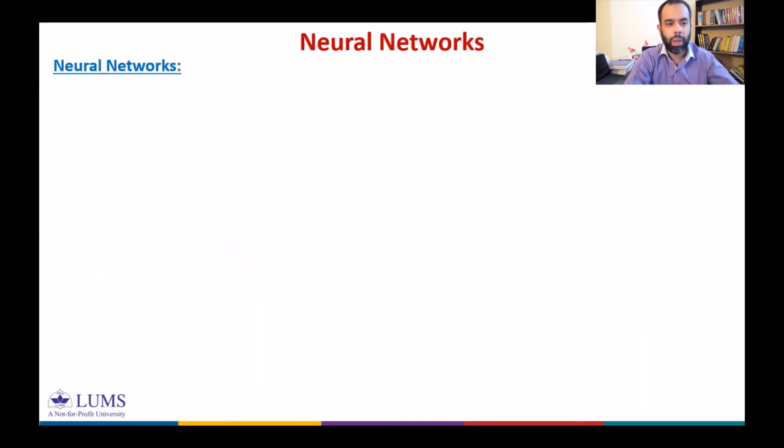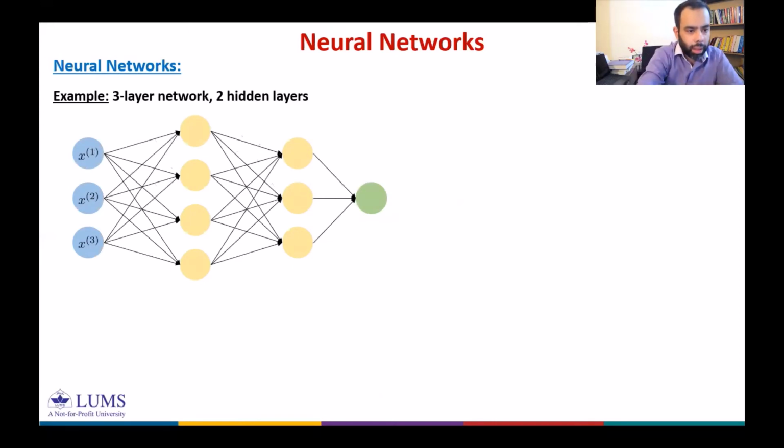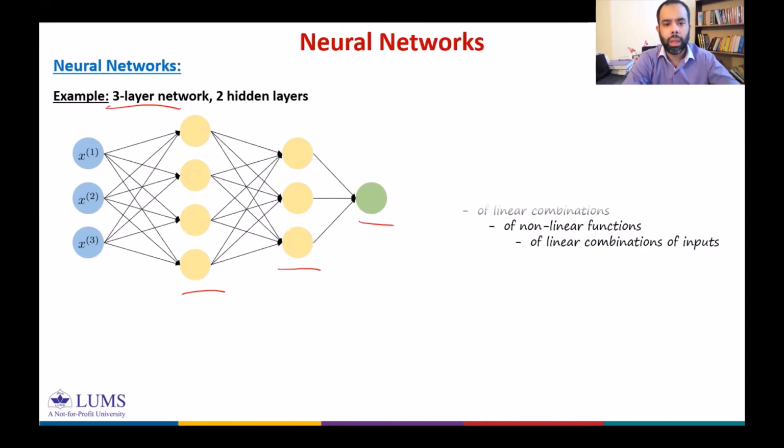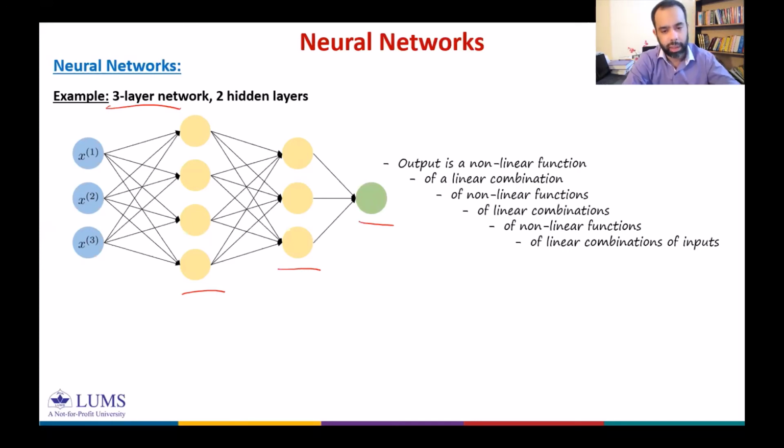Another example of a neural network could be a 3-layer network with 2 hidden layers. It looks something like this. We have the input layer. So it's a 3-layer network, but you can argue that there are 4 layers: the input layer, 2 hidden layers, and the output layer. We do not count the input layer as a layer because they're inputs. So the 3-layer here means 2 hidden layers and 1 output layer. You can interpret it as the output being a nonlinear function of a linear combination of nonlinear functions of linear combinations, and so on and so forth.